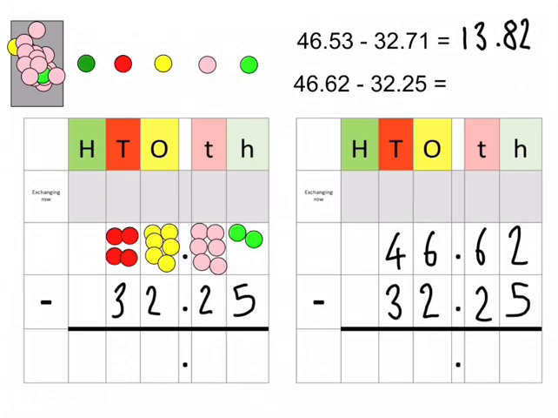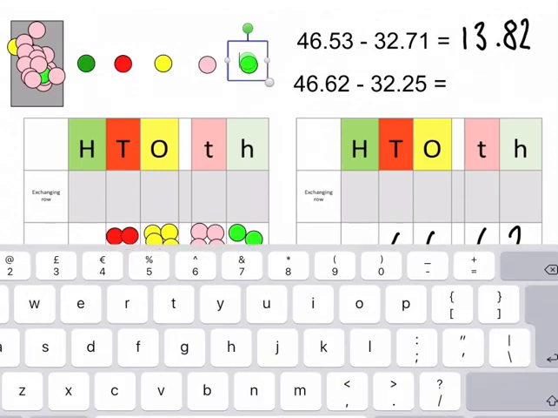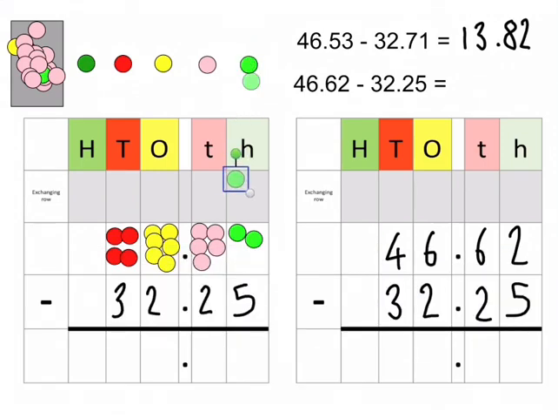Okay, I've got 2 hundredths, I need to take away 5 hundredths. I immediately can't do that, so I need to take one of my tenths, exchange that for 10 hundredths. 1, 2, 3, 4, 5, 6, 7, 8, 9, 10. Okay, now I need to take away 5. 1, 2, 3, 4, 5.